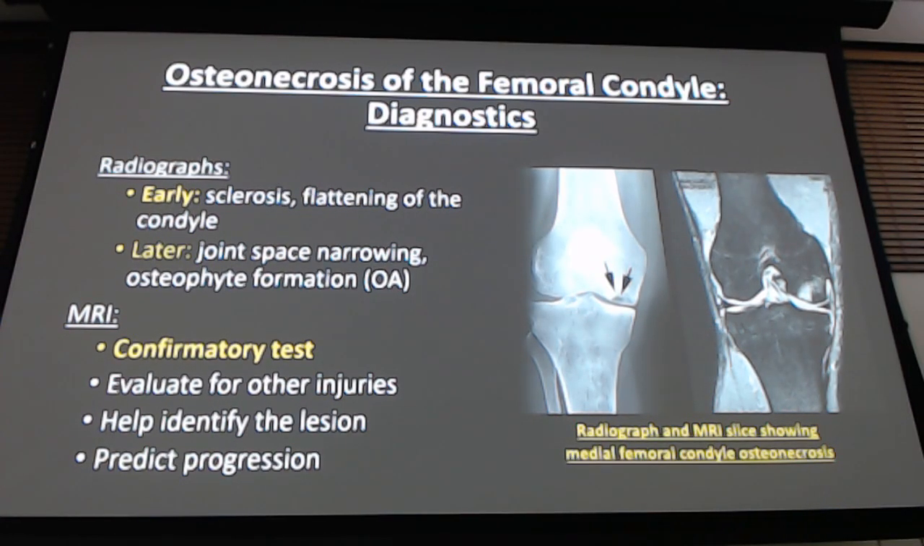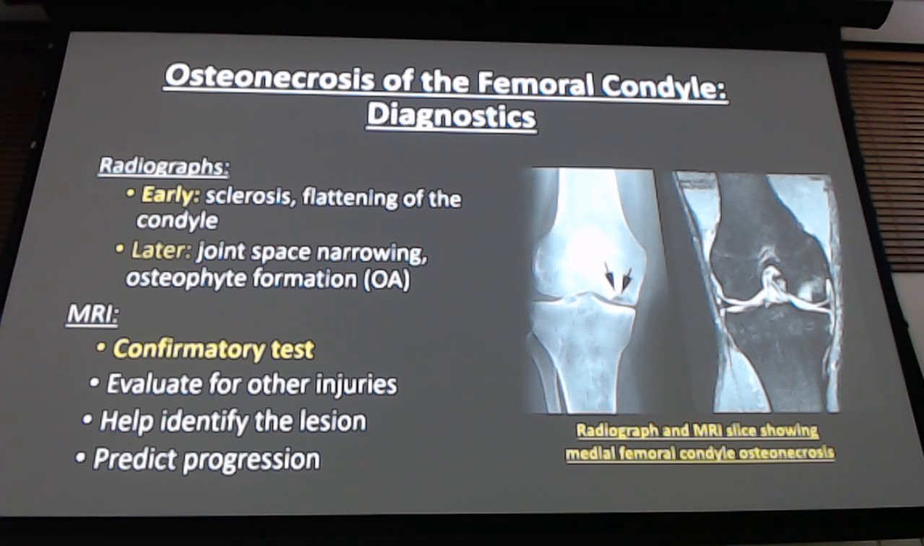So early, you're going to see that sclerosis and that flattening of the condyle. Okay? In order to see the black arrows of death, that is potentially what you may see, but usually once you see that, you know that it's more progressed, right? But initially, you may just see a sharp area of sclerosis, okay? And then later on, you get that joint space narrowing and that osteophyte formation, and that's because now that bone has died in that area.